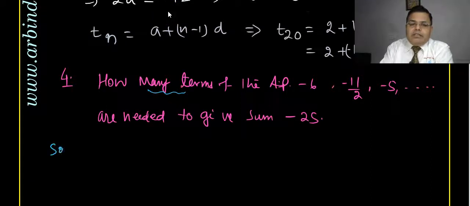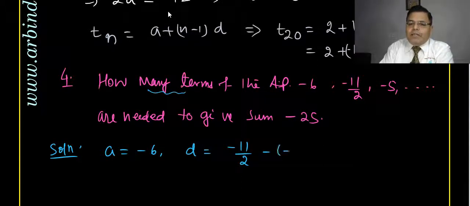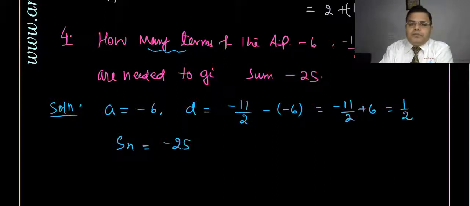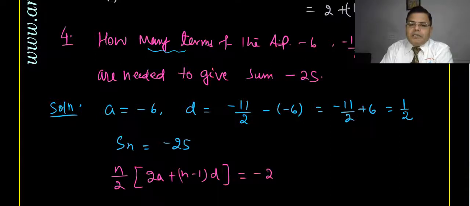In the solution, you can see that a is minus 6 and d is T2 minus T1. So minus 11 by 2 minus (minus 6), that is minus 11 by 2 plus 6, which is 1 by 2. And now the sum Sn is given as minus 25. So we will write the formula: Sn is n by 2 into (2a plus (n minus 1) d) is equal to minus 25.